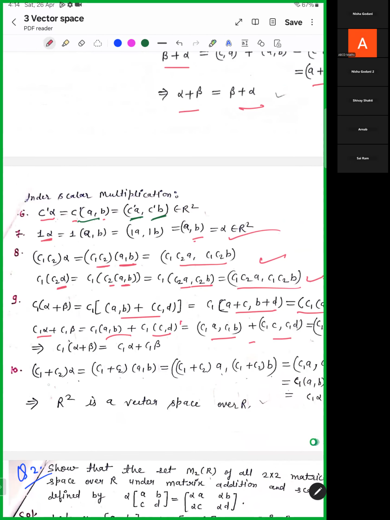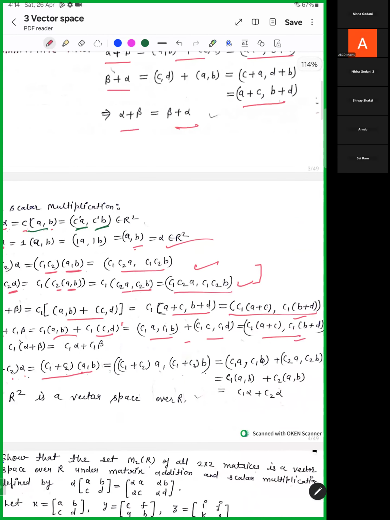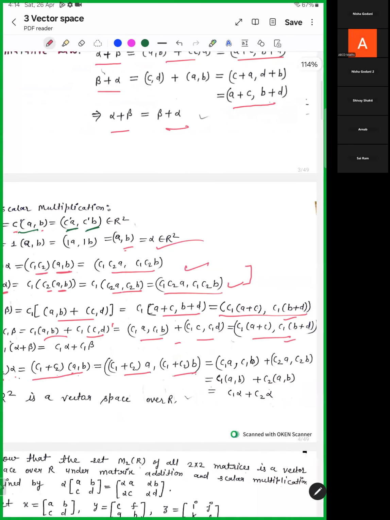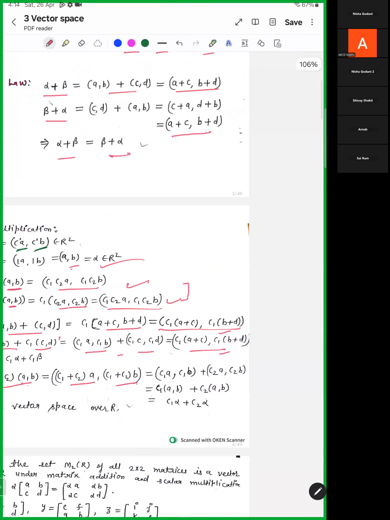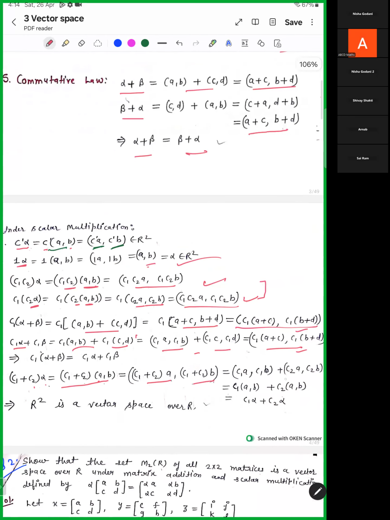So C1 plus C2 into alpha is what? C1 plus C2 times A comma B. C1 plus C2 is multiplied in A, so you have this term. Then C1 plus C2 is multiplied with B, so you have this term. I have done it directly. Otherwise, you can do it by LHS and RHS. Here I have actually separated them. Otherwise, you can do it like this, and then you can solve for the RHS part.